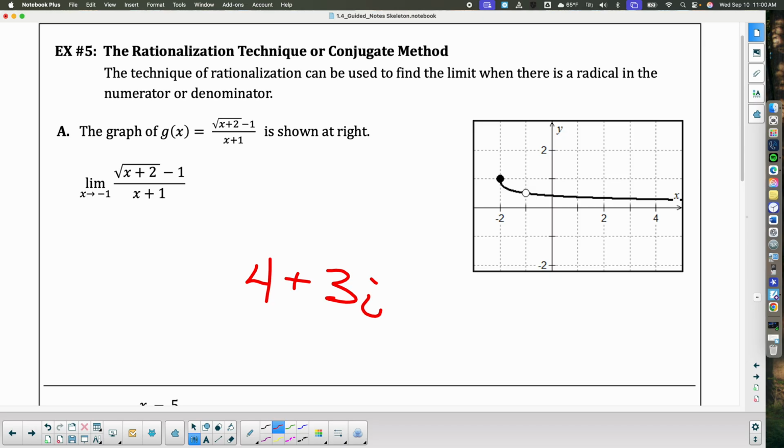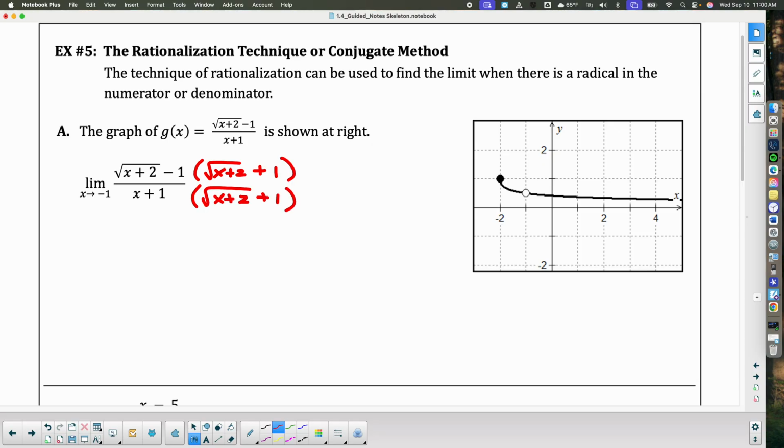The conjugate pair of 4 plus 3i is 4 minus 3i. So the conjugate pair part just means that you change the symbol in the middle. Conjugate pairs aren't only for imaginary numbers. We are going to rationalize by multiplying by the conjugate pair of the numerator. So we are going to multiply top and bottom by square root of x plus 2 plus 1.